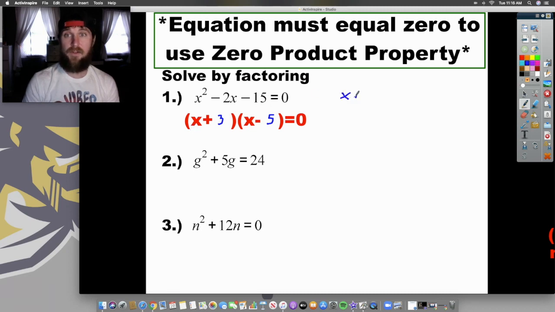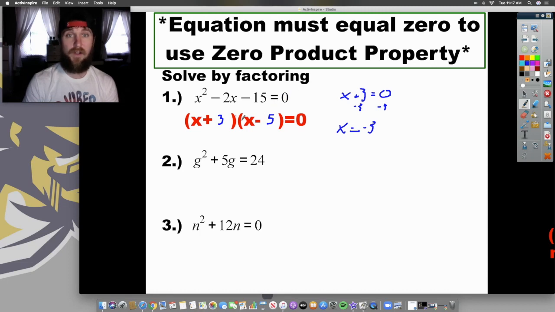If we have x plus 3 equals 0, then x would be negative 3. So that's one possible answer. If I put negative 3 into this trinomial up here, I'm going to get 0. You could check it. Let's check it. Negative 3 squared is 9, minus 2 times negative 3, which is plus 6. 9 plus 6 is 15. 15 minus 15 is 0.